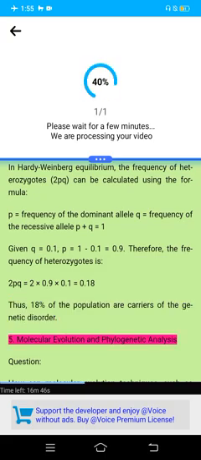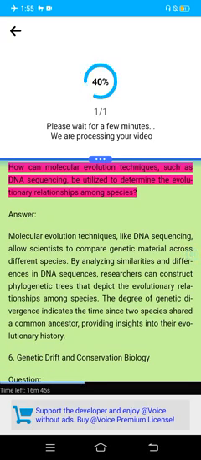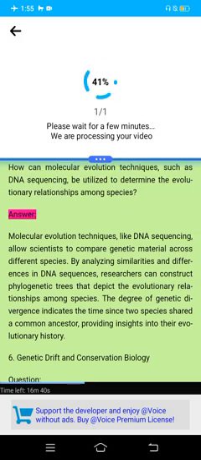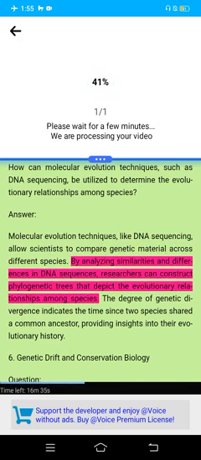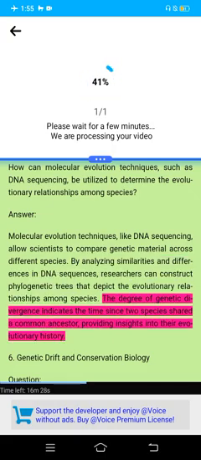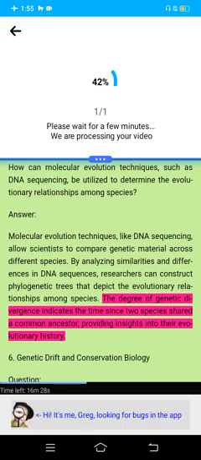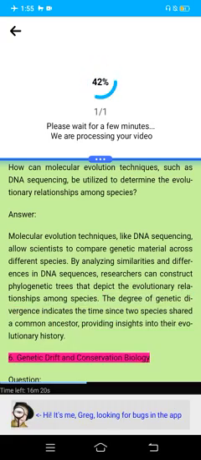5. Molecular evolution and phylogenetic analysis. Question: How can molecular evolution techniques, such as DNA sequencing, be utilized to determine the evolutionary relationships among species? Answer: Molecular evolution techniques, like DNA sequencing, allow scientists to compare genetic material across different species. By analyzing similarities and differences in DNA sequences, researchers can construct phylogenetic trees that depict the evolutionary relationships among species. The degree of genetic divergence indicates the time since two species shared a common ancestor, providing insights into their evolutionary history.